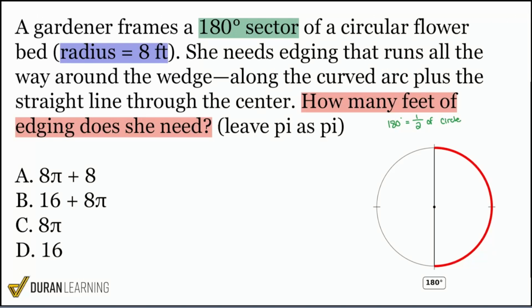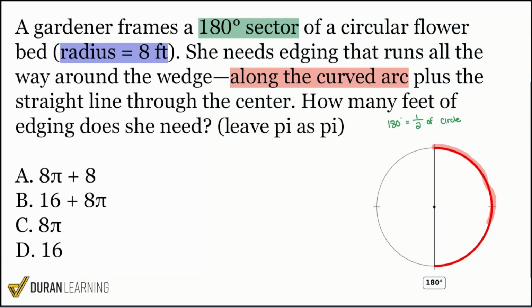I'm going to split this into 2 different colors. Let me grab a purple and let's do red as well. So let me just erase these 2 things and let me do purple and red. All right, so here we go. She needs edging that runs all the way around the wedge. What does that mean? Pay very close attention. In red, along the curved arc. So that's this right here.